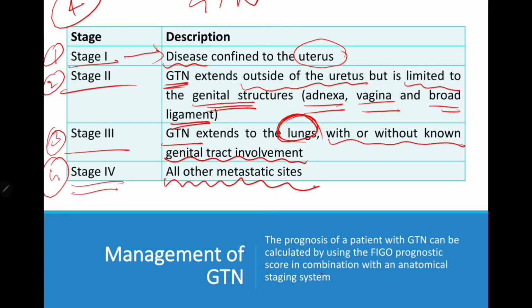Stage 1, confined to the uterus. Stage 2, it extends outside the uterus but limited to the genital structure. Stage 3, GTN extends to the lungs. Stage 4, other metastatic sites. Now moving on to the management of GTN. In the management, the prognosis of the patient with GTN can be calculated by the FIGO prognostic score in combination with the anatomical staging system.